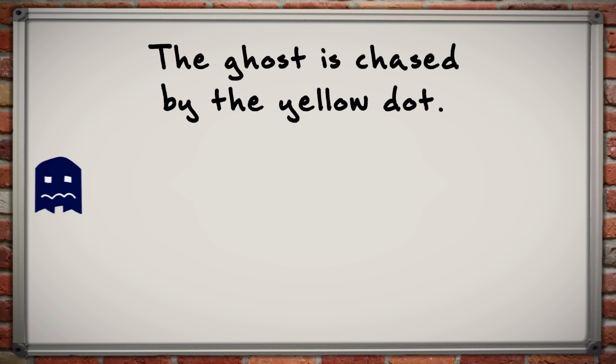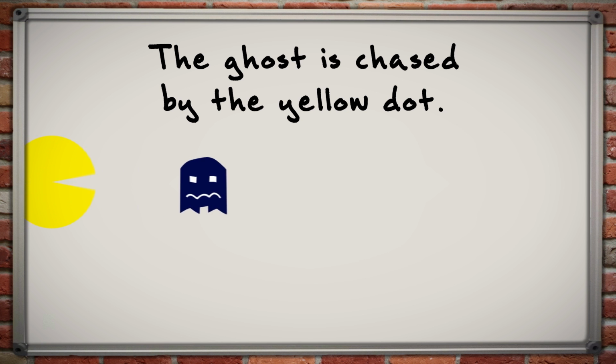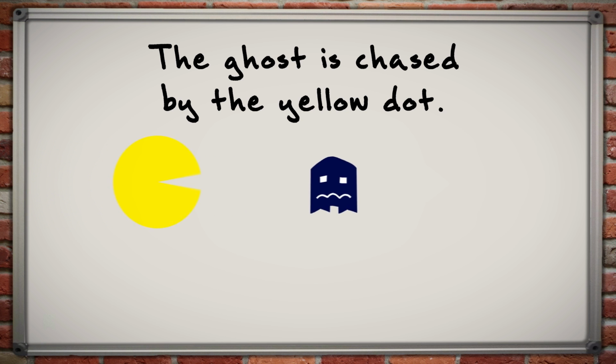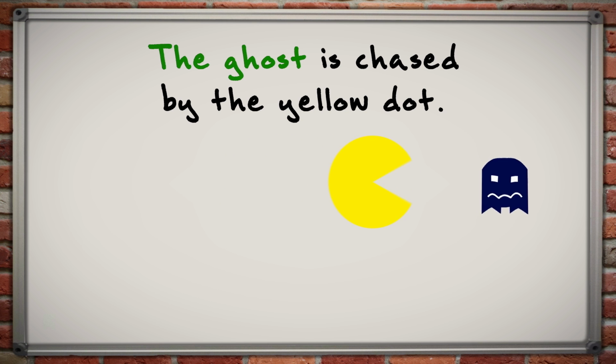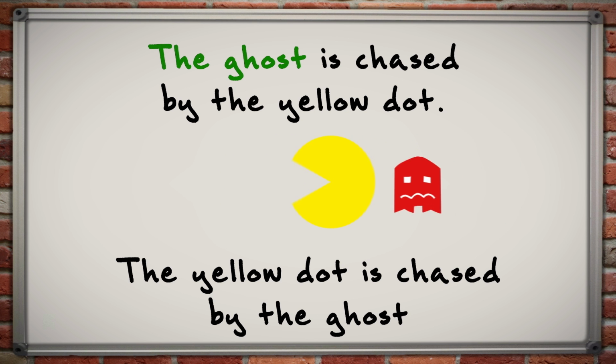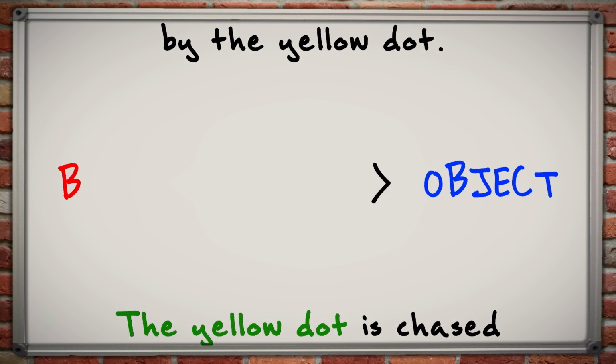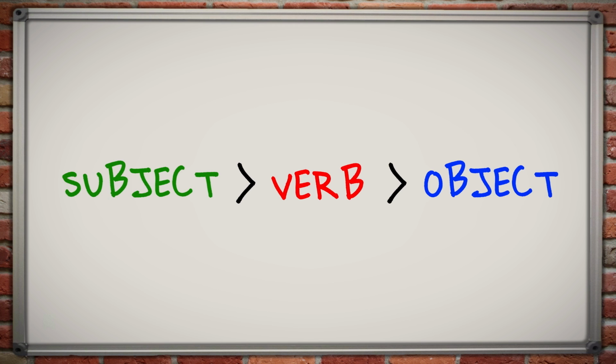In The Ghost is Chased by the Yellow Dot, the ghost is not the agent, but it is the grammatical subject. And in The Yellow Dot is Chased by the Ghost, the yellow dot is not the agent, but it is the grammatical subject. To find the subject and the object of a sentence, we have to do a little more than think about who is doing what.